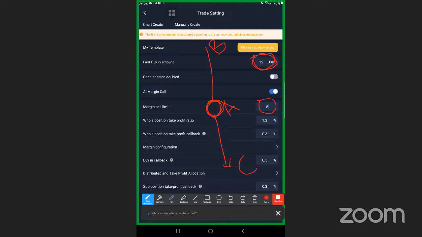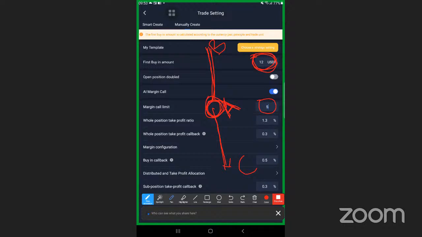So from the point of entry, once the robot buys with our first buy amount, there are two things that are going to happen. Once the robot enters here with $12, either the price of the coin will go up, or it might go down. Now I want you to listen very attentively so that you understand what normally happens.